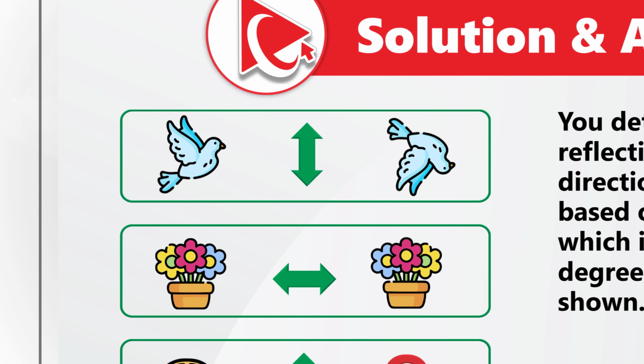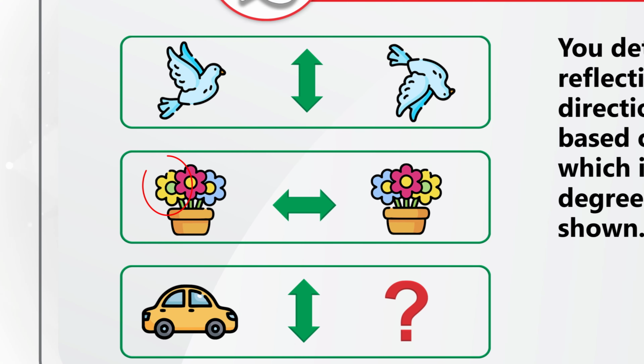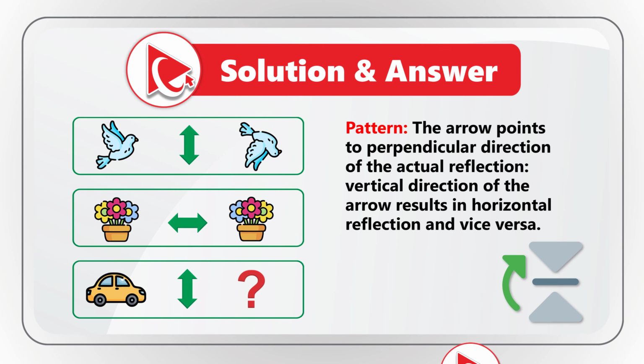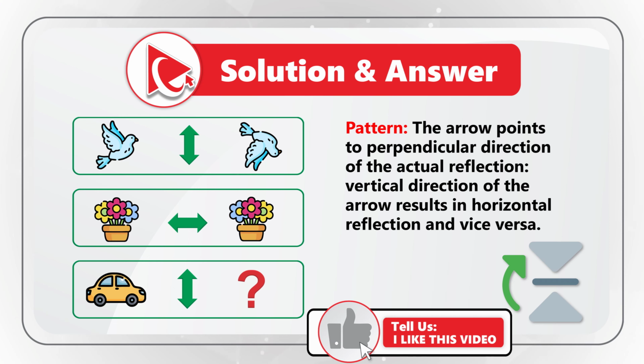Let's look at the second object. We see the flowers with the yellow flower being on the left. And once we do the conversion, basically vertical reflection, because the arrow goes from left to right, we see that the yellow flower is now on the right. So the pattern here is that the arrow points to perpendicular direction of the actual reflection. For example, vertical direction of the arrow results in horizontal reflection and vice versa.